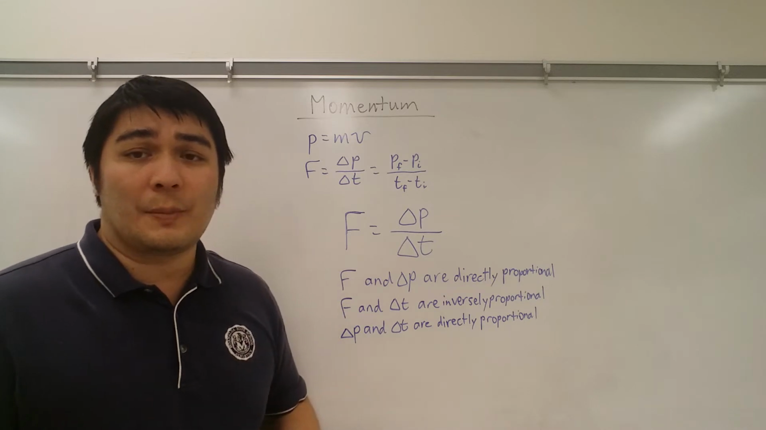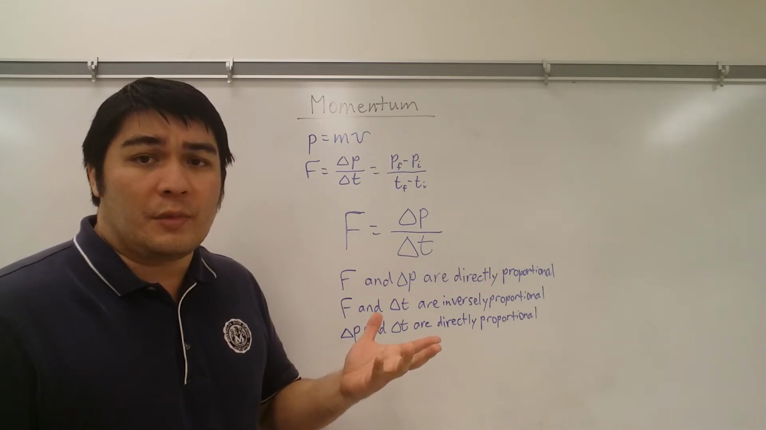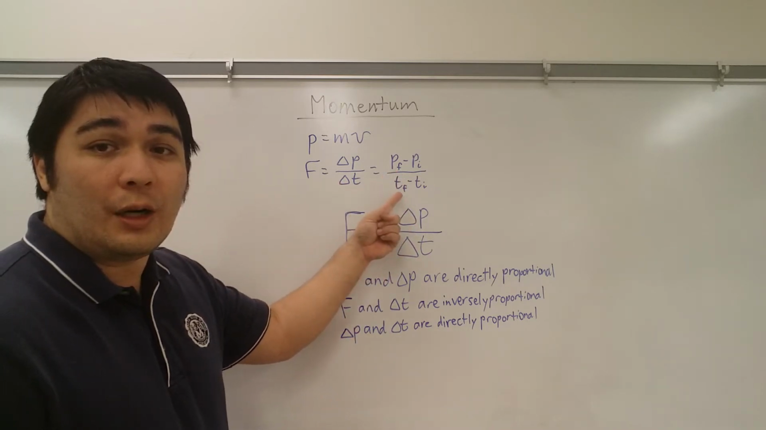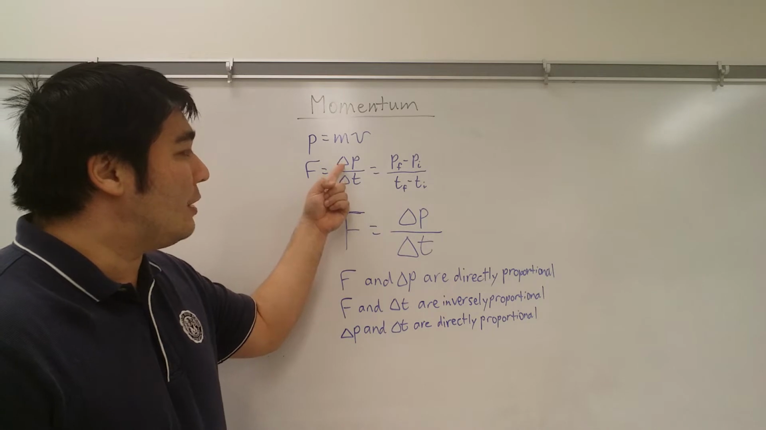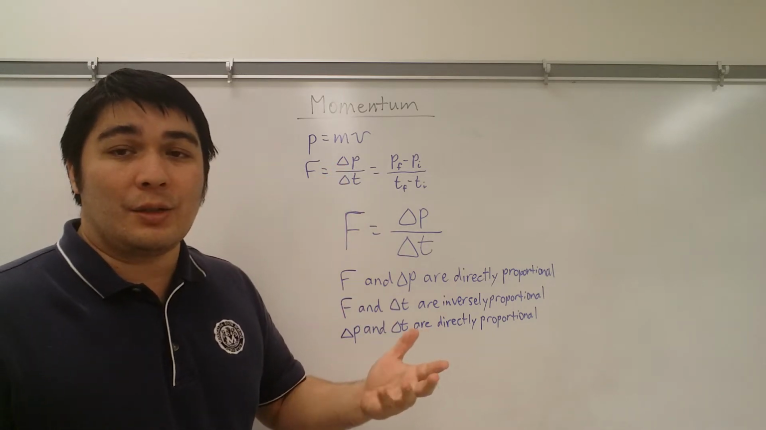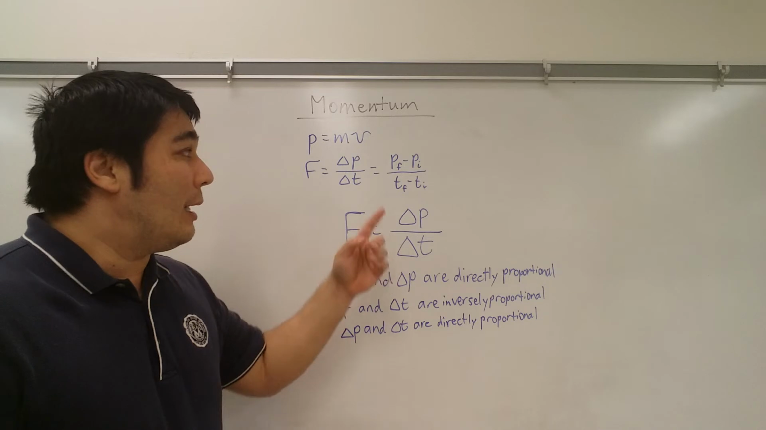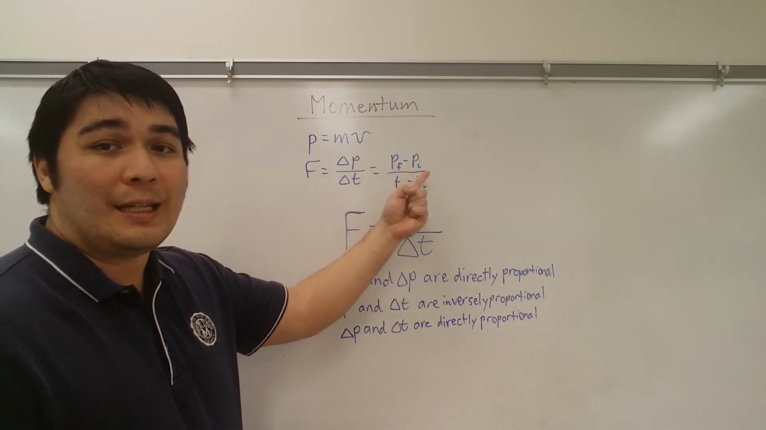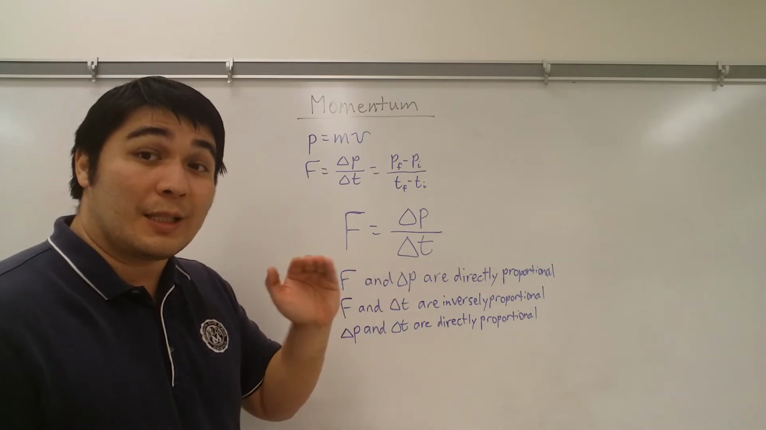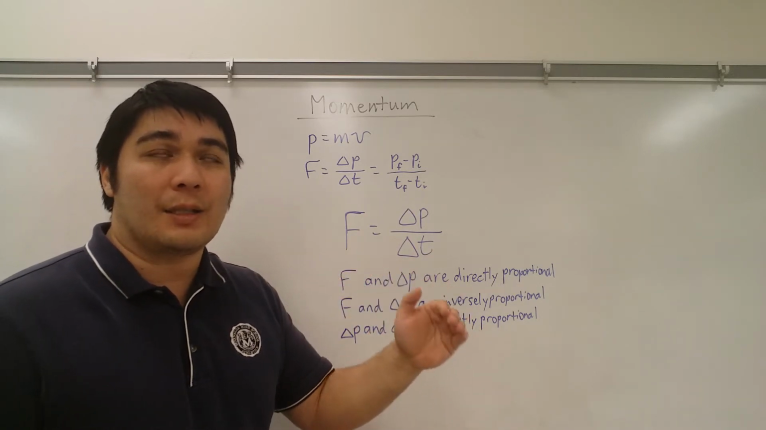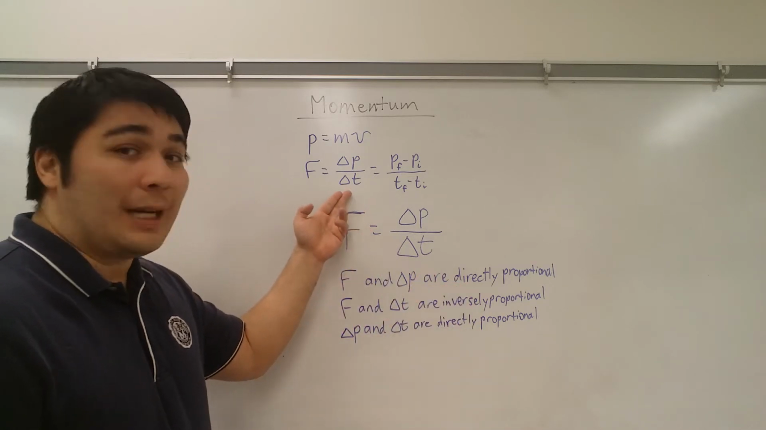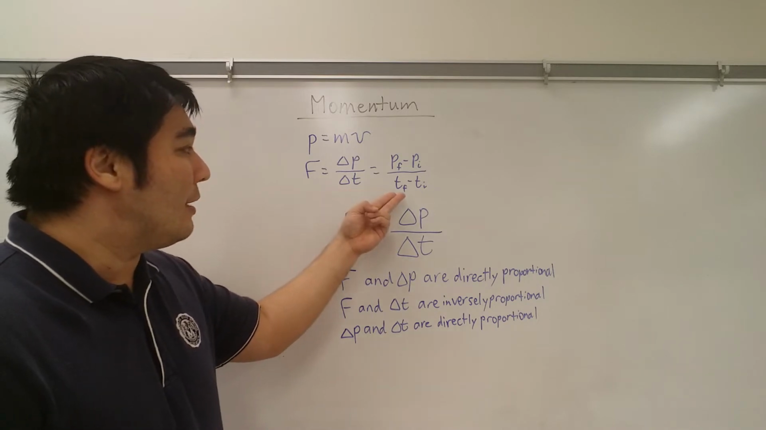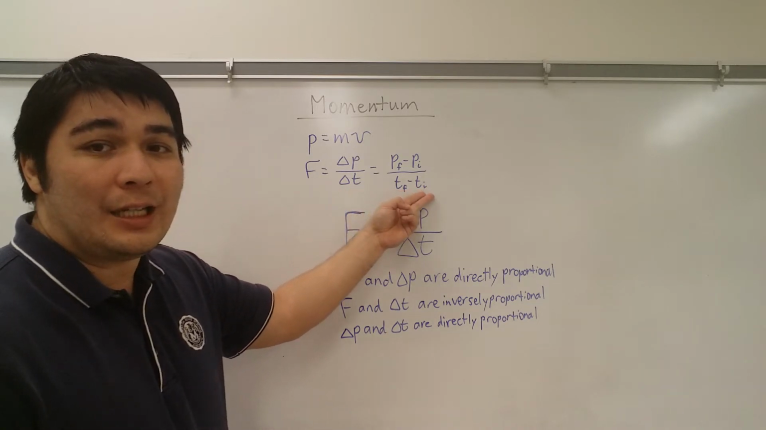Now some of you are going to ask me, but Mr. Achiu, what does delta mean? That's why I wrote this over here, just to show you that these two are equivalent. Delta means change in, so the change in something. For the change in momentum, it'll be the final momentum minus the initial momentum. That's why there's a subscript F and a subscript I. Same thing with time. If I've got a change in time, or delta t, it's going to be the final time minus the initial time.